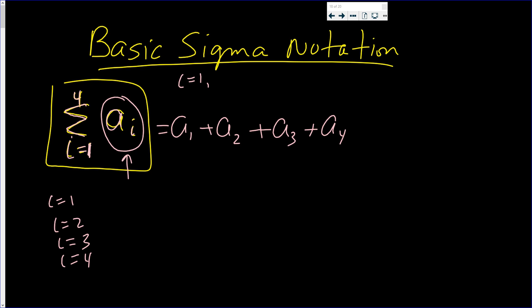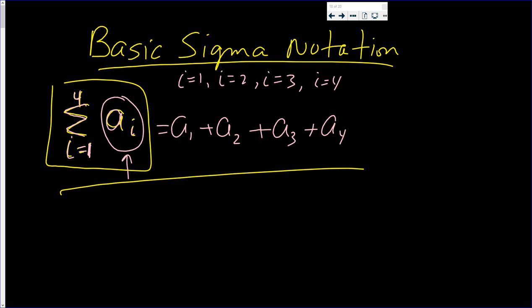i first equals 1. And then i equals 2. And then i equals 3. And i equals 4. Okay. So what if you had this problem? What if you have the summation as i goes from 1 to 3 of (2i plus 1) over 5?